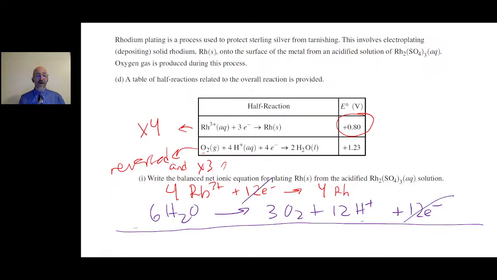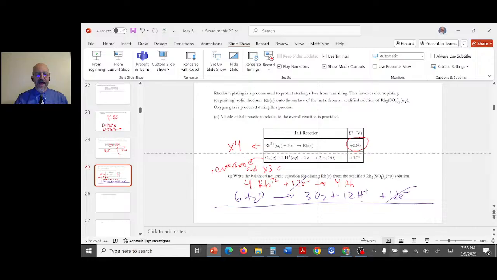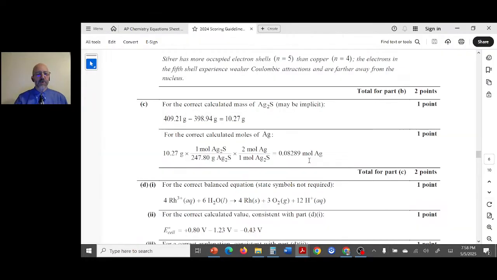Okay, so I'll have 4 moles of rhodium ions on the left and 6 moles of water on the left. And on the right, I have 4 moles of solid rhodium, 3 moles of oxygen gas, and 12 H pluses. But again, you don't need to put phases of matter. So again, there was that answer to that particular question.